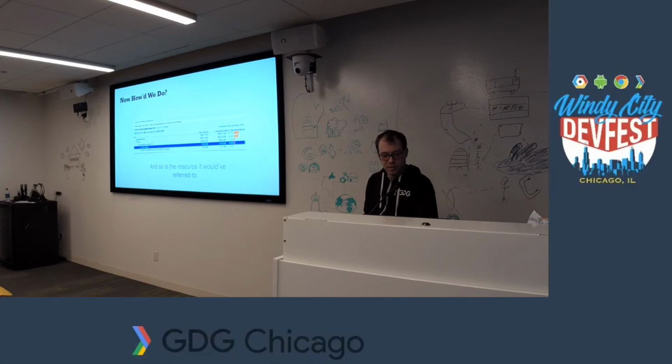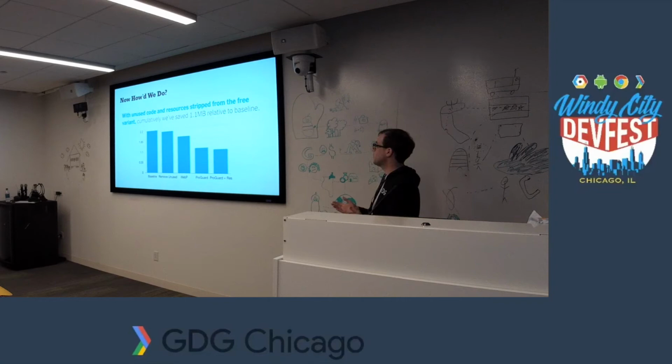So now if we look at this stuff here, we get unused code and resources stripped out for real this time. We're now down to 1.1 meg from our 2.2 meg app. Now, there are some caveats here that are worth pointing out: if you're building an instant app, shrink resources right now doesn't work. There's an open bug on the bug tracker for this.